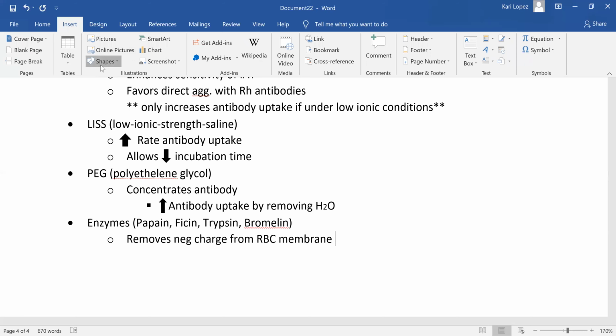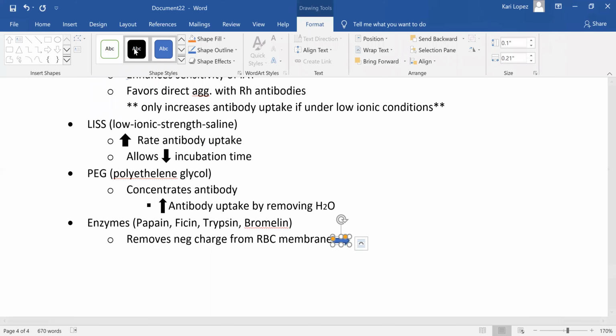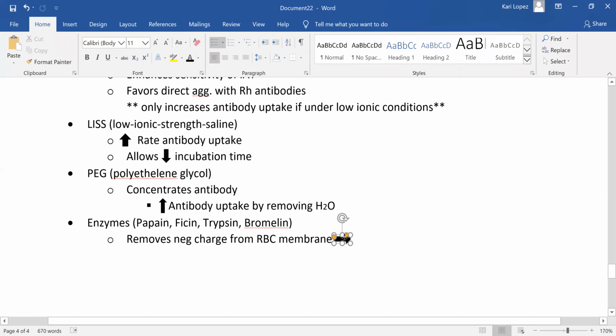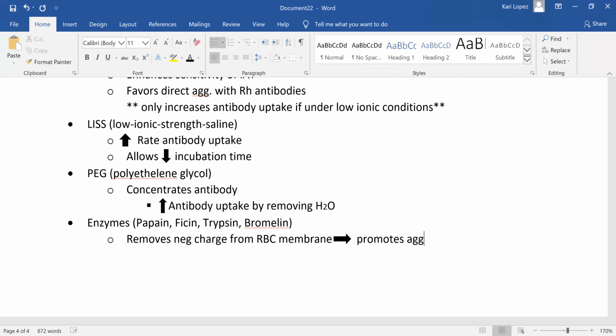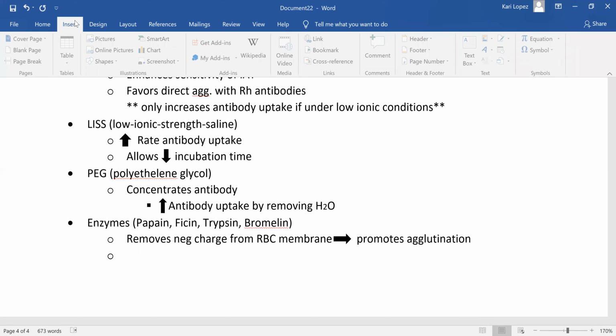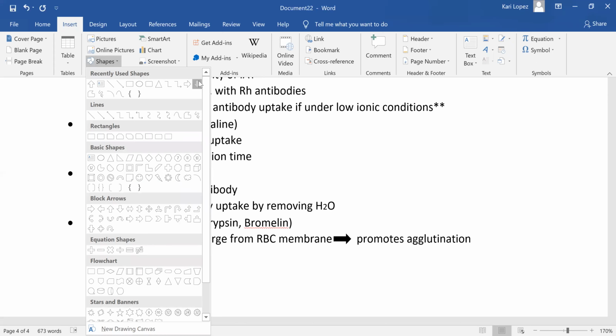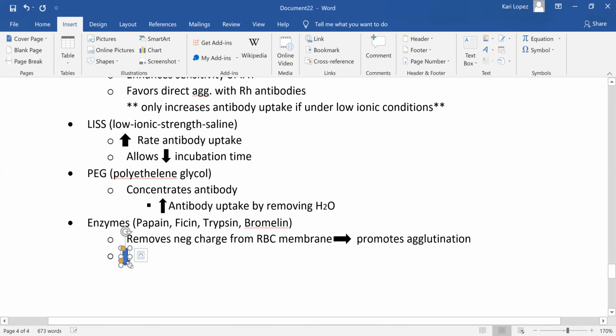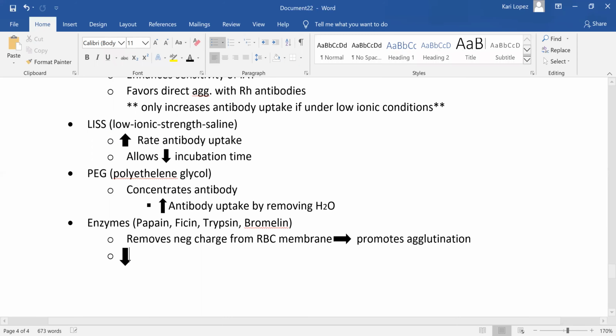And I like arrows. What it also does is decrease the zeta potential. And if you're like, oh my gosh, what's that? Don't worry, I'm about to show you. Decreases your zeta potential. And what I have found for that, give me just a moment.